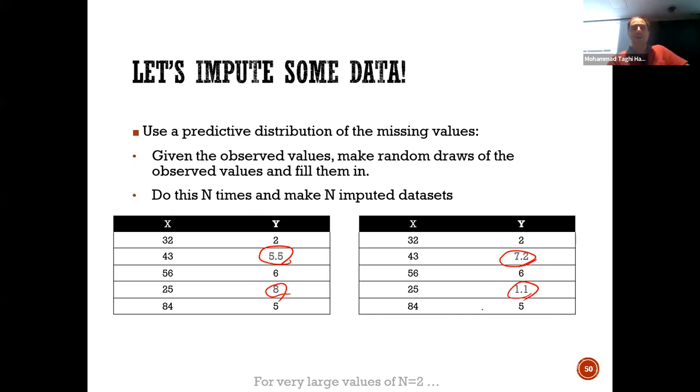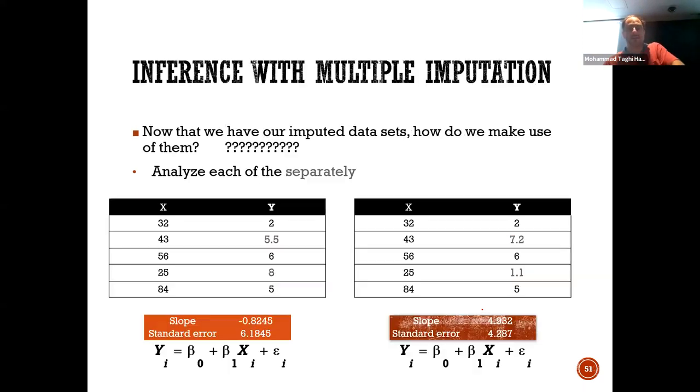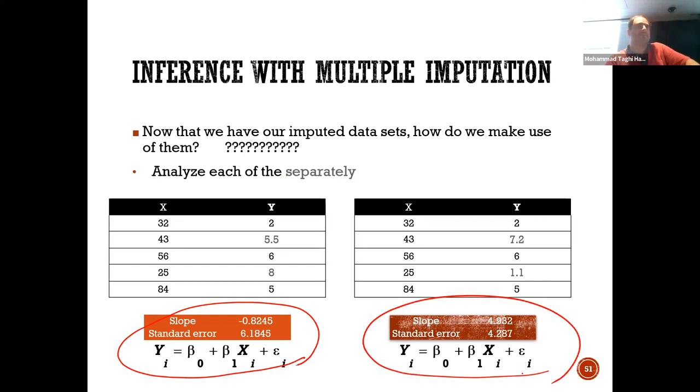Good. I will fill in this one. Then from this, I want to see what the relation between X and Y is. There are some missing values. I will just fill them in according to some distribution, but I will do it twice. Then I will compute the slope for this line and the slope for this line. This is a simple linear regression.